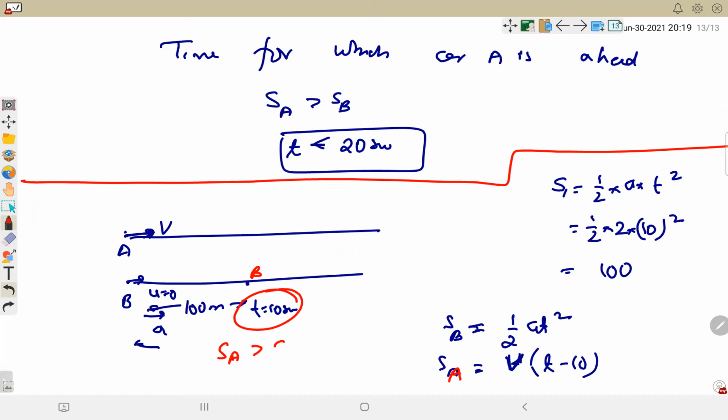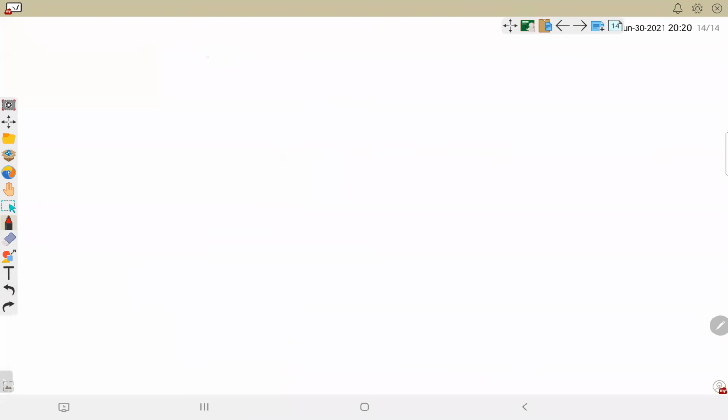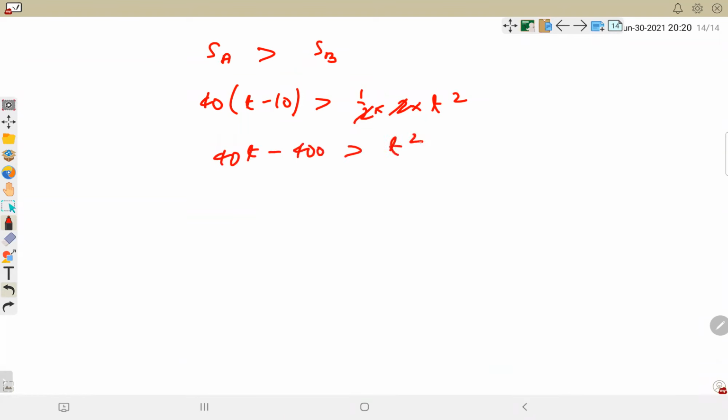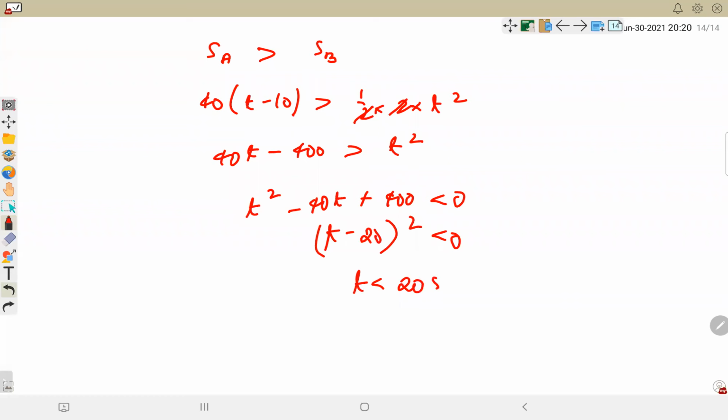हमें वो टाइम बताना था जिसमें A B से ahead रहता है. So distance covered by A is greater than distance covered by B in that time. SA has to be greater than SB. A की speed थी 40. So 40 into (t minus 10) should be greater than half into 2 into t square. 40t minus 400 should be greater than t square. t square minus 40t plus 400 should be less than 0. This comes out (t minus 20) square. So t should be less than 20 seconds.